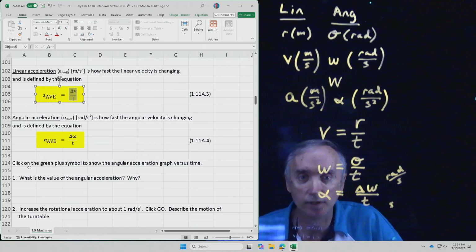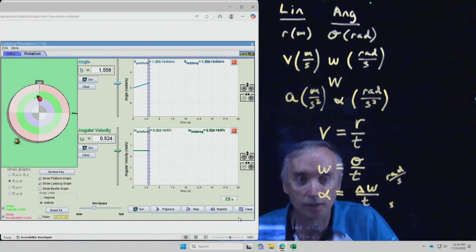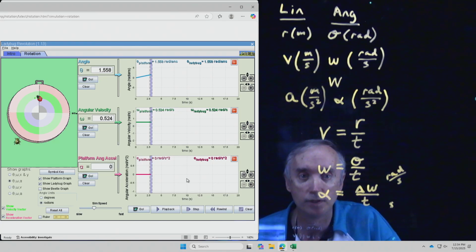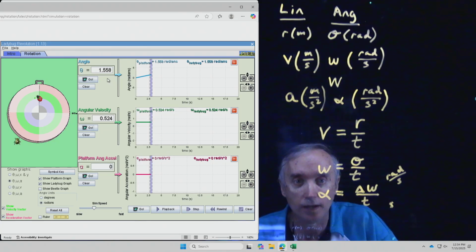Now it says to click on the green plus symbol to show the angular acceleration graph. So now finally we're ready to click this bottom one, and so there's all 3 of them. So that we've got the angular position, we have the angular velocity, and now we have the angular acceleration. And look at the graph.